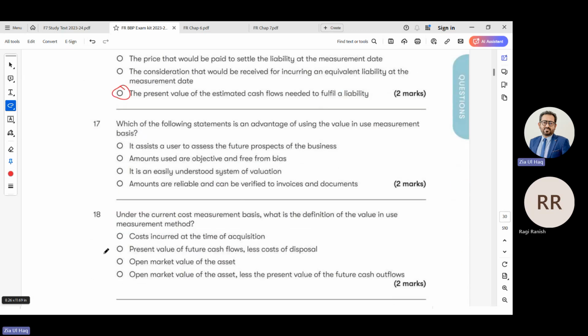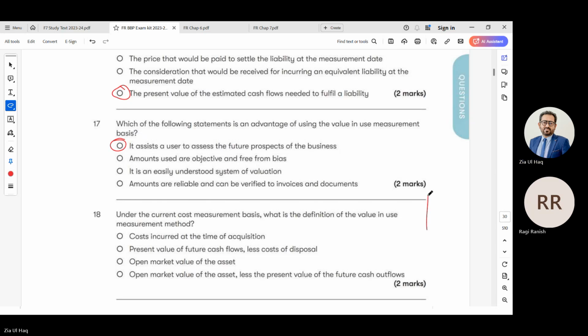17, which of the following statements is an advantage of using the value in use measurement basis? It assists users to assess the future prospects of the business. Yes, we can see future cash flows. Amounts used are objective and free from bias. No, that is historical cost. It is an easily understood system of valuation. Amounts are reliable and can be verified through invoices. That is also historical cost. So what is A?